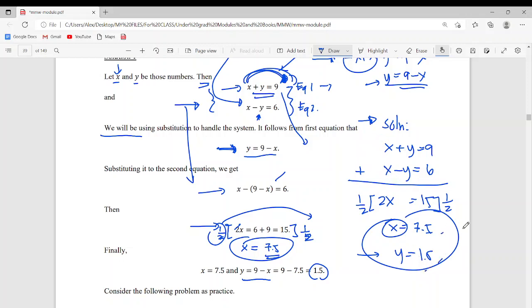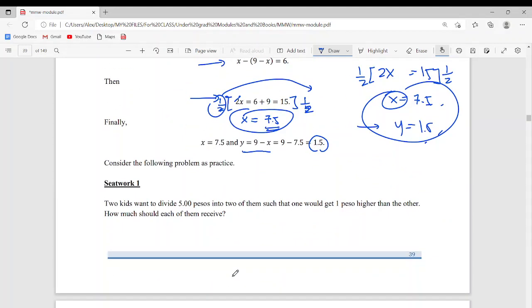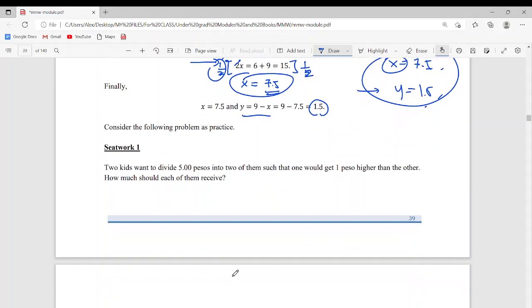Now let's look at this one, set work 1. The question here is how much should each receive if two kids want to divide 5 pesos into two, where one would get a peso higher than the other.